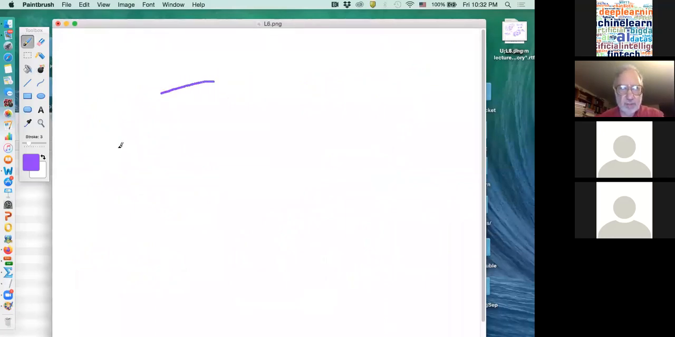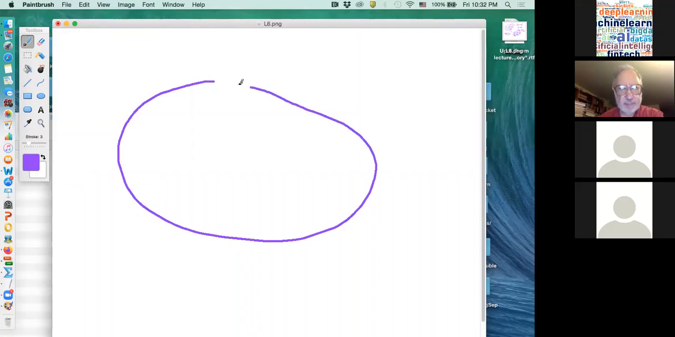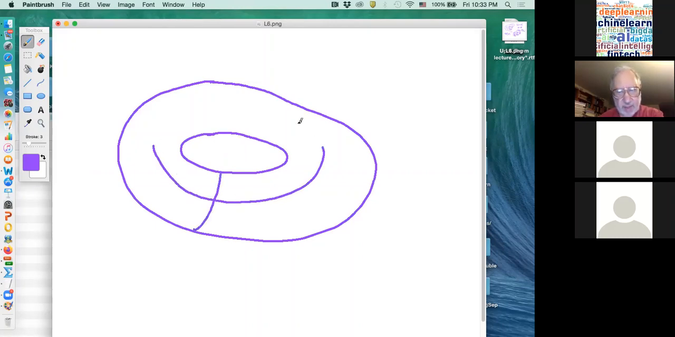Here's a torus. And here's a four regular graph on the torus, a very simple one, consisting of these two curves, one going around in the longitudinal direction on the torus, and the other going around the meridional direction on the torus, and meeting right there.